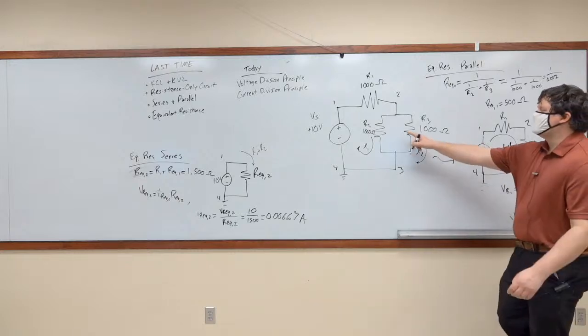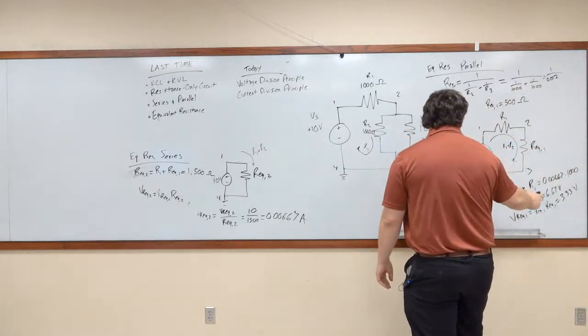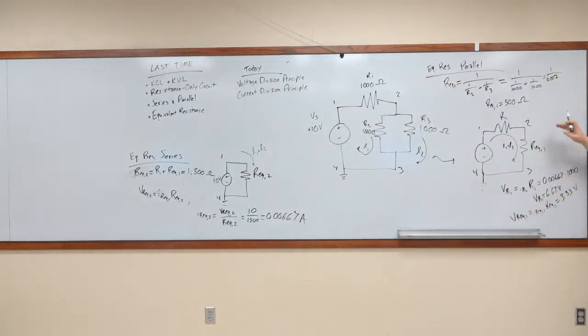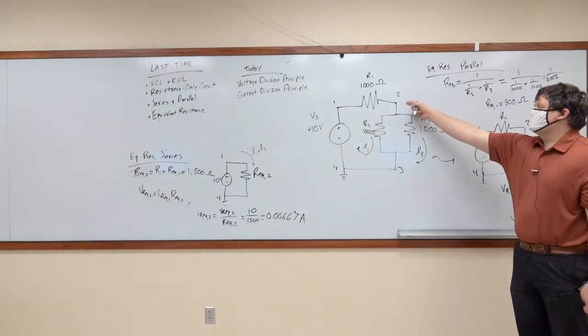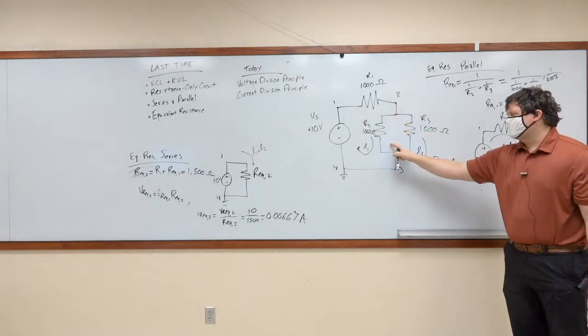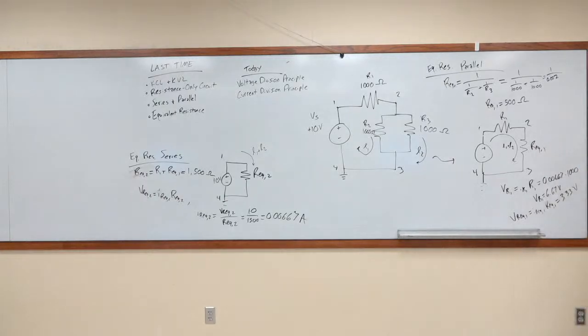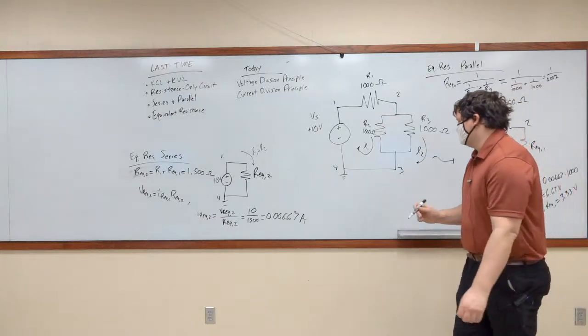Now, if we take a step backward and go back to this circuit, between nodes 2 and 3, or 2 and 4, because 3 and 4 are the same, we know that there's 3.33 volts total. That means there are 3.33 volts across both of these resistors. If we calculate the current going through both of those resistors, we know what the voltage is, we know what the resistance is. All we have to do is calculate the current.